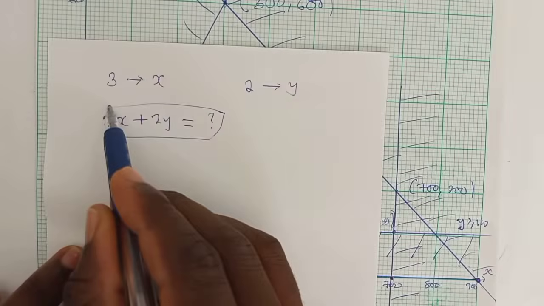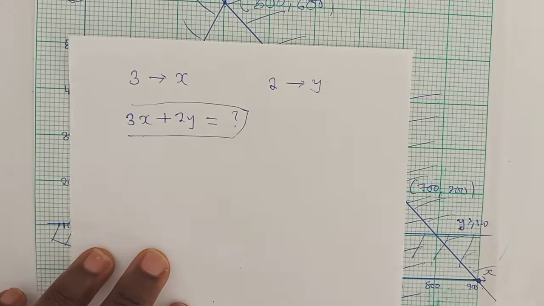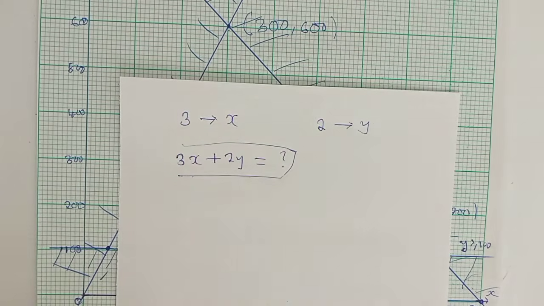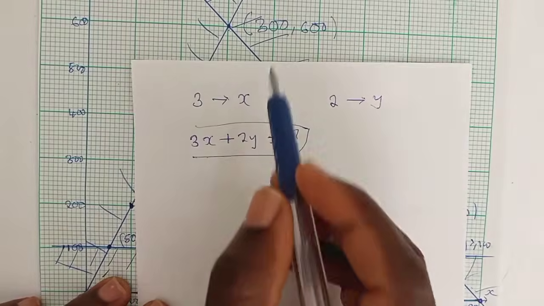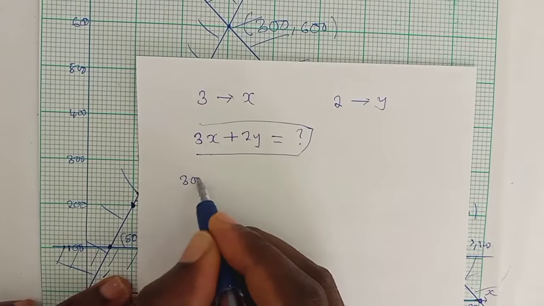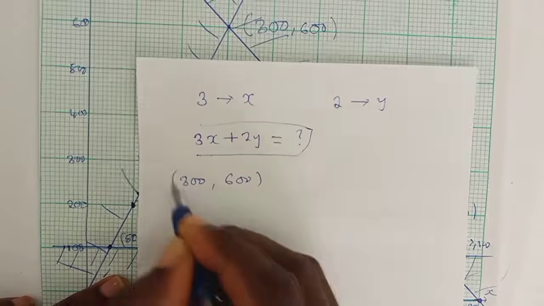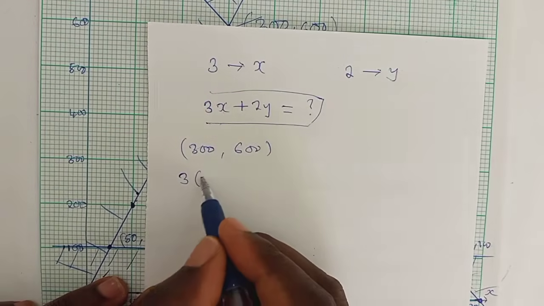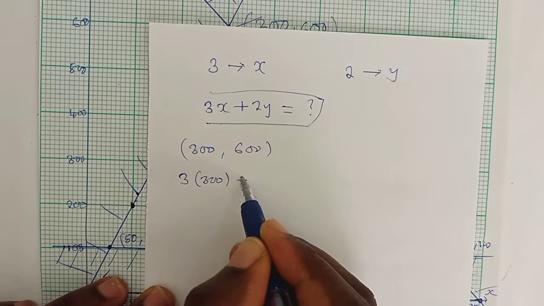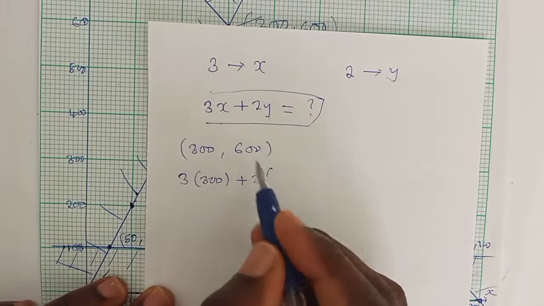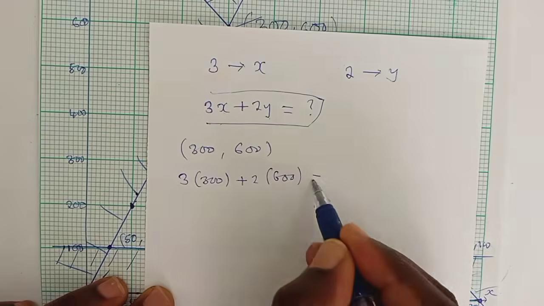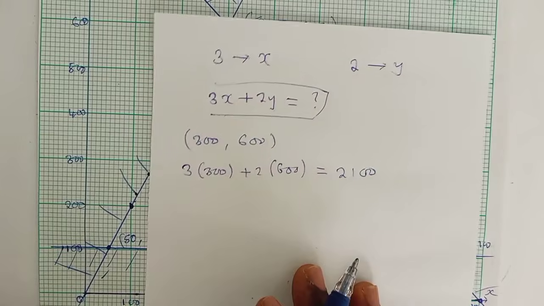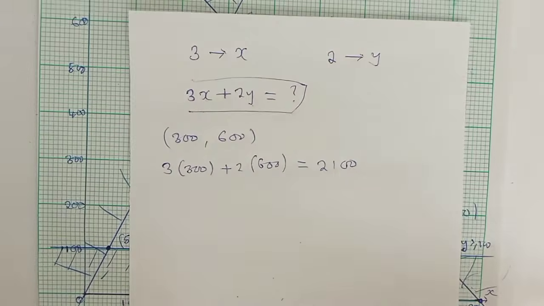So now let me show you nicely what to do so that you can find your answer. You can start testing. So I'll start with these coordinates, 300, 600, using this. So I'll say 3, where there's x, I'll put 300, plus 2, where there's y, I'll put 600, and solve. What I'm getting when I solve is 2100. Okay, so we're done with that one. We go to the next one.